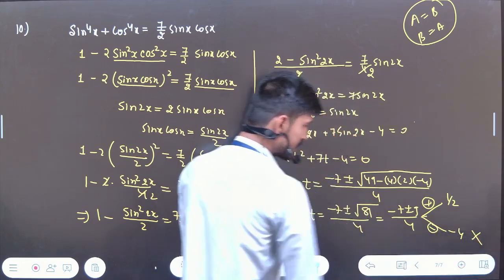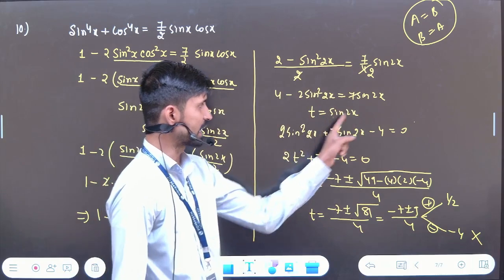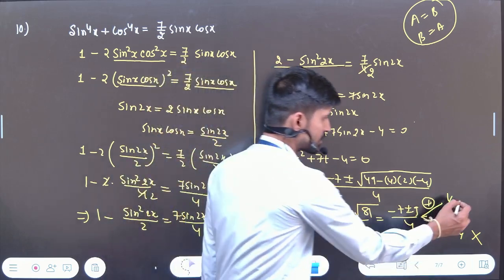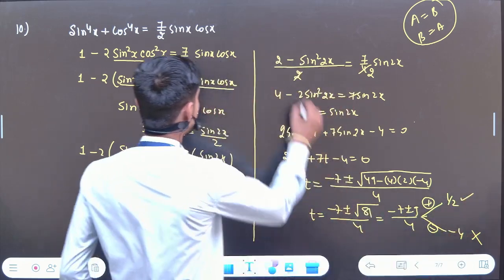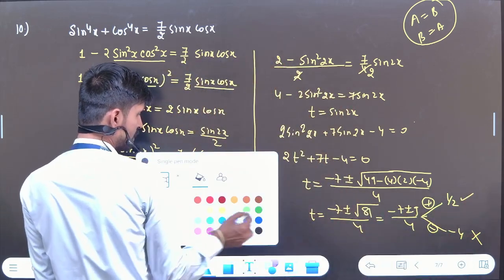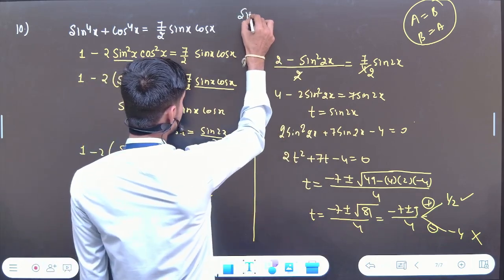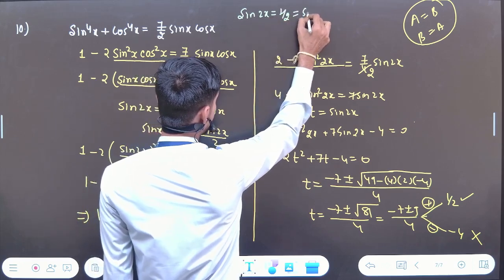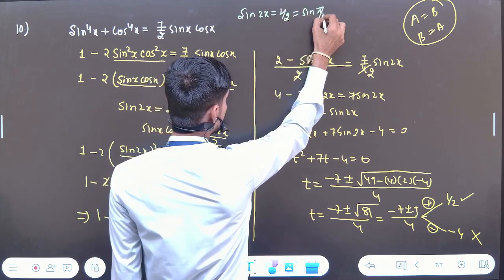So sin x, what is this? Sin x equals minus 4, not possible. Sin x equals 1 by 2, possible. What will we write here now? Last step for this question: sin 2x equals 1 by 2, and 1 by 2 means sin 30 degrees, you can write pi by 6.